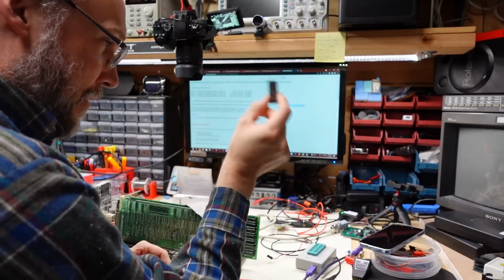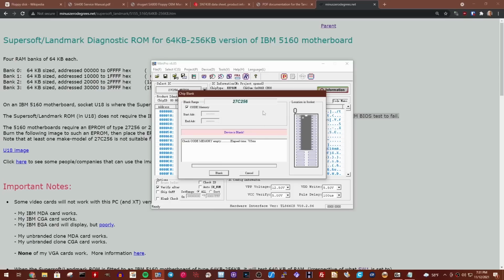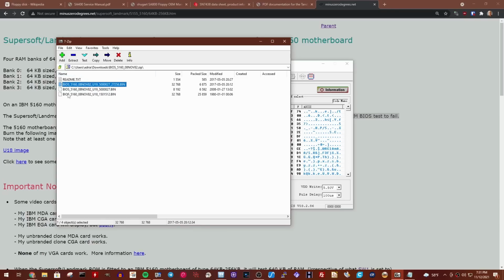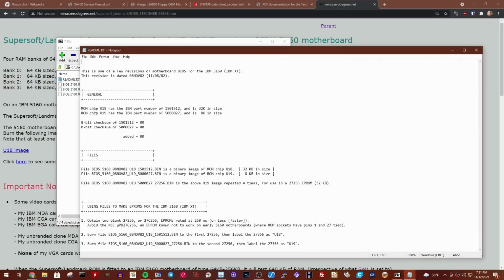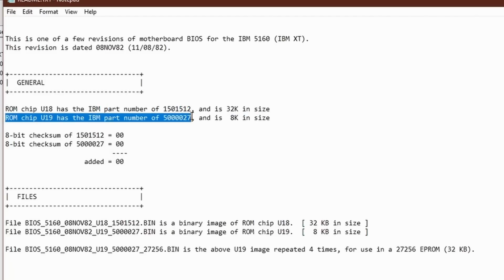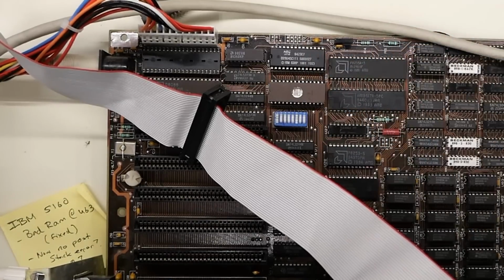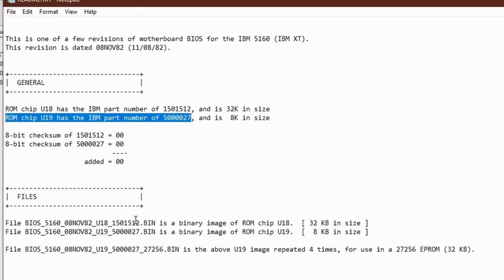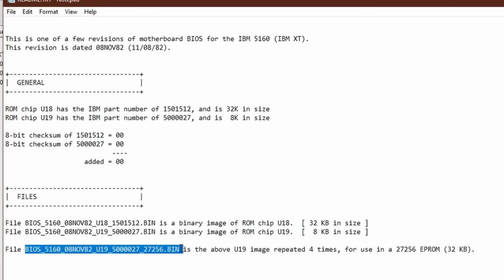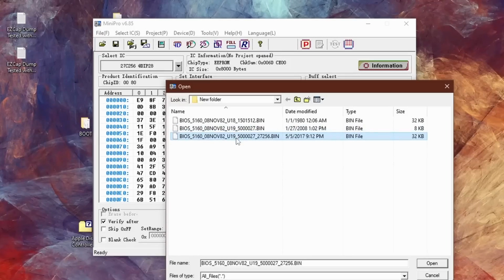So I've grabbed a fresh blank EPROM here, and I'm just double checking that it is blank, and it is. And these are the BIOS files that I downloaded, and there's a README file right here. U19 is the IBM part number 5 and a whole bunch of zeros 27, which matches the chip on the motherboard right here. And that is 8K in size. They have included a version of this file here, which works on a 27256, and the image is repeated 4 times so that it can work in a 27256. Awesome. So I'm just gonna load up that file.